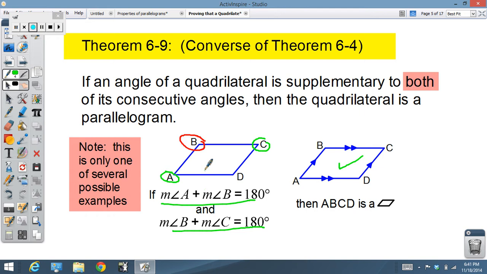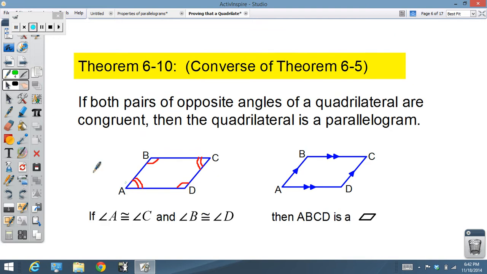Okay, and I could have chosen any other angle besides B. I just used one example of B, but if A adds up with B and D to make 180, you got a parallelogram. Same kind of thing with C, same kind of thing with D. Okay, if any one of these angles adds up with both of its neighbors to make 180, then it's got to be a parallelogram. Okay, so next, converse of 6.5.